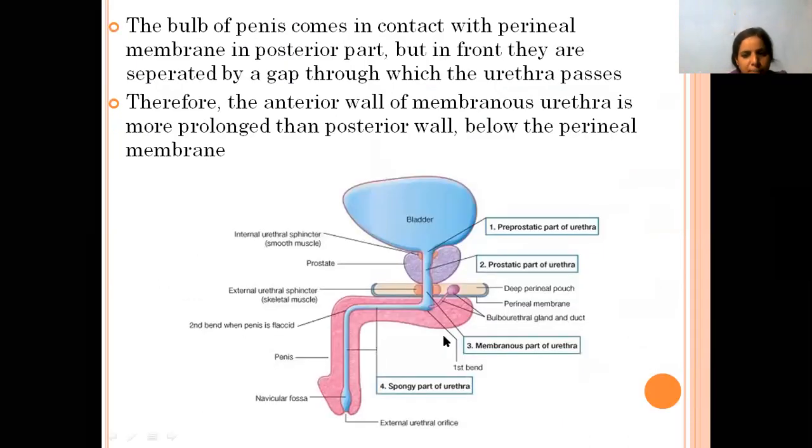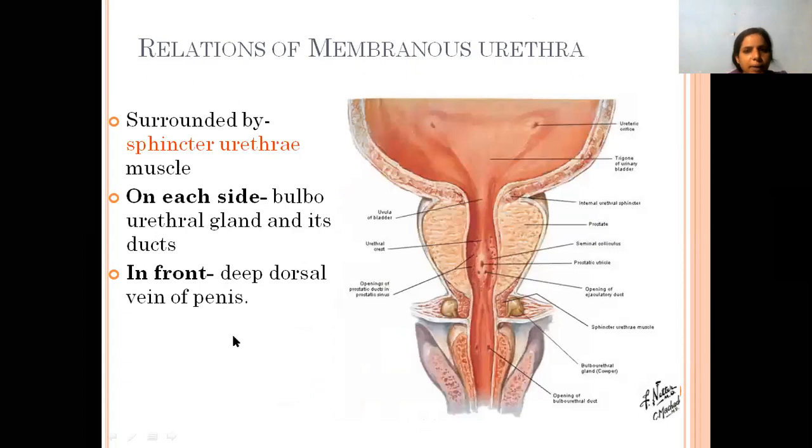Now, after the membranous part, only this much area is left. You can see this is pre-prostatic, this is prostatic, this is membranous, and this is the penile part of the urethra. Okay. So the membranous urethra is surrounded by a muscle called the sphincter urethrae. The name of the muscle you have here is sphincter urethrae.